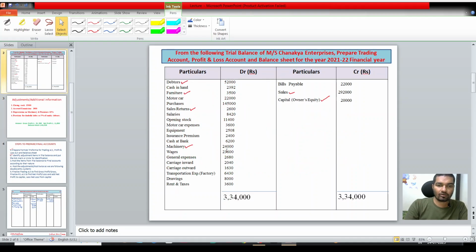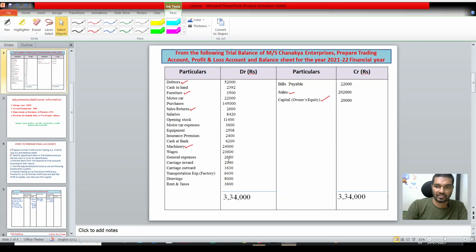The next one, drawings. I already clearly mentioned drawings. Whenever the owner personally withdraws cash either from the business or business bank account for personal use, or whenever the owner uses goods for personal usage, that is considered as drawings. So drawings amount always will be subtracted from capital.